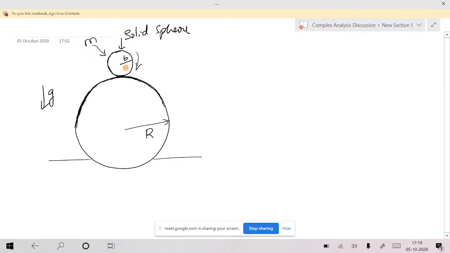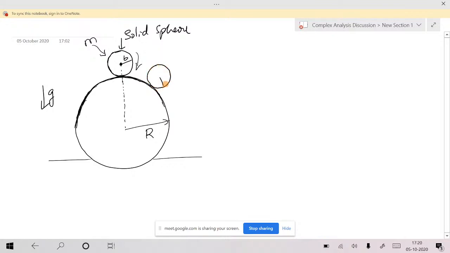Now what I do is, I'm going to draw one vertical line here. This is the center of mass of this solid sphere which is rolling. Now again, after it rolls down, it's going to reach somewhere, this kind of position. I hope you can imagine that one.